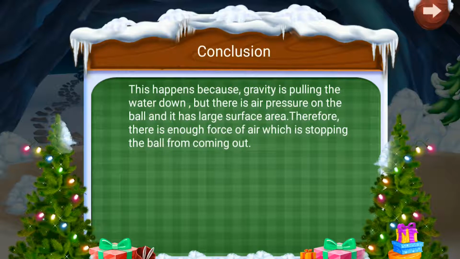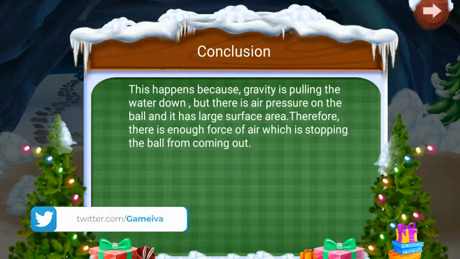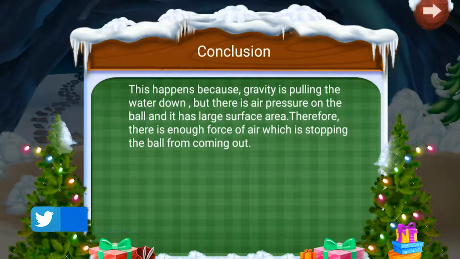Conclusion. This happens because gravity is pulling the water down, but there is air pressure on the ball and it has large surface area. Therefore, there is enough force of air which is stopping the ball from coming out.